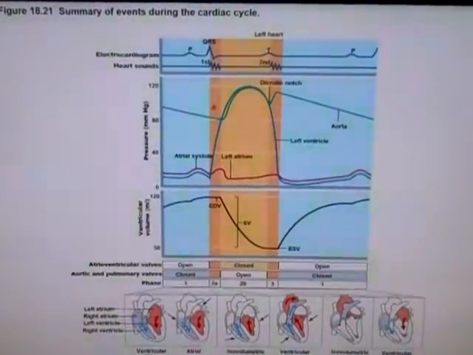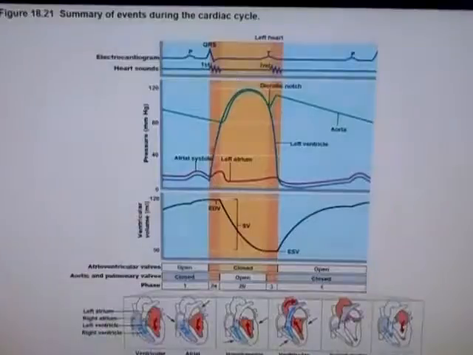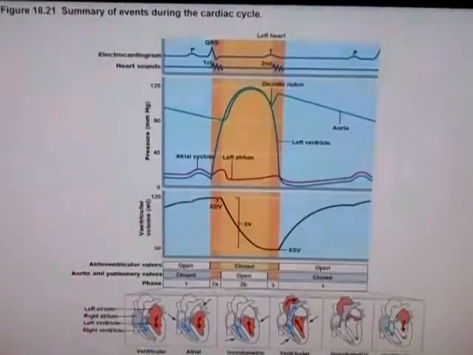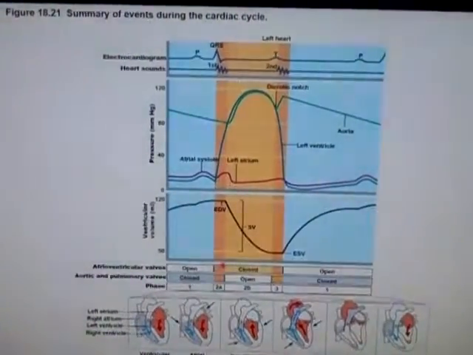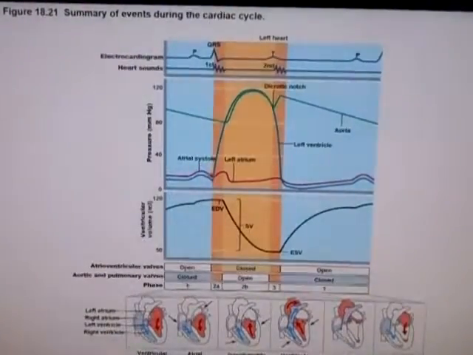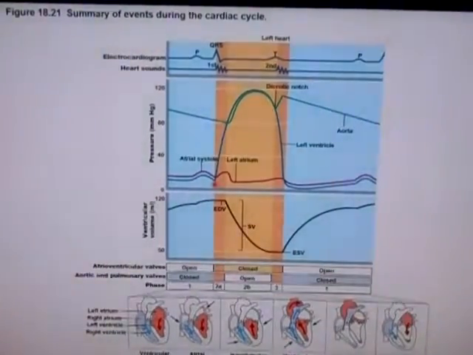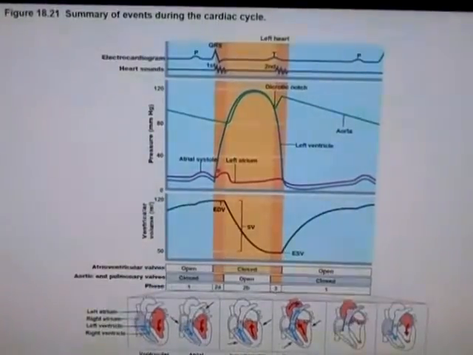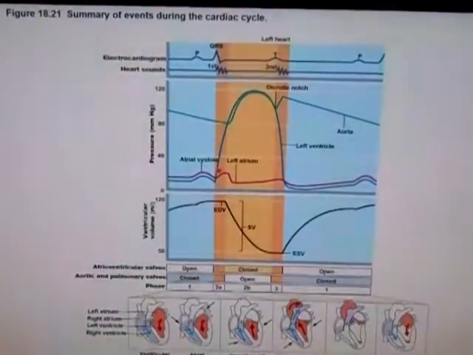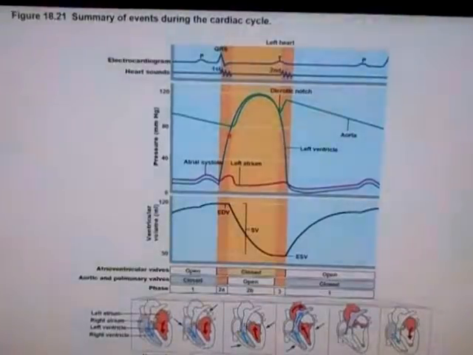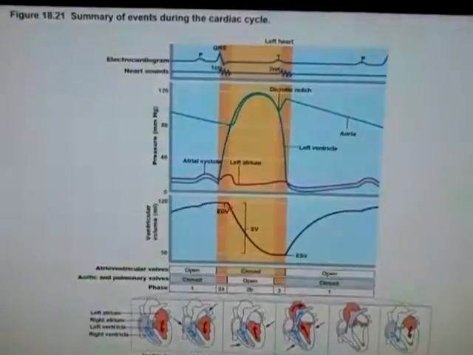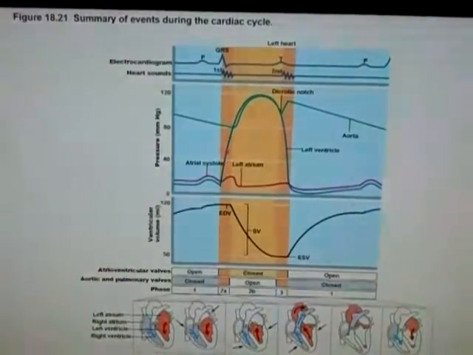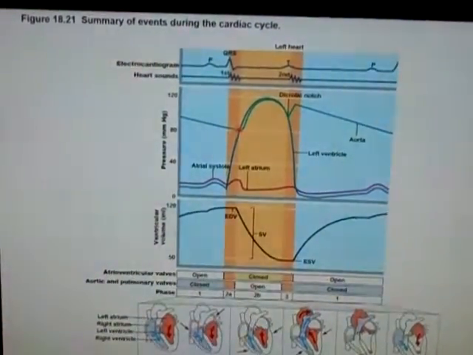Isovolumetric means same volume. So even though it's contracting, the volume in the ventricle does not change during this brief period of time because during this time, all four valves are closed. Well, why are all four valves closed? The AV valves are closed because the pressure in the ventricle is now higher than in the atrium, but it has not yet climbed higher than in the aorta, so the semilunar valves haven't opened yet. The ventricle is essentially building up enough pressure to force open the semilunar valves.